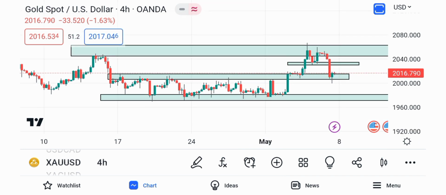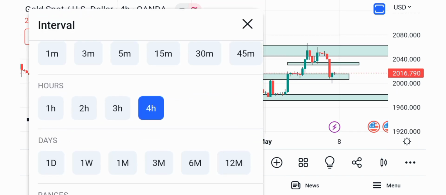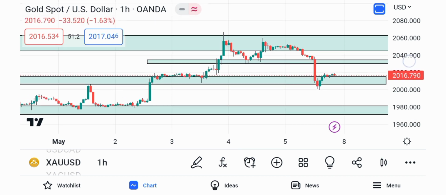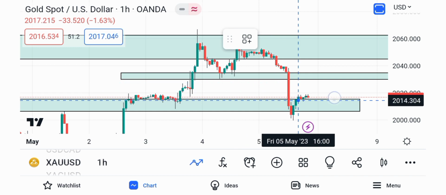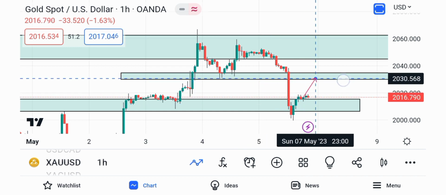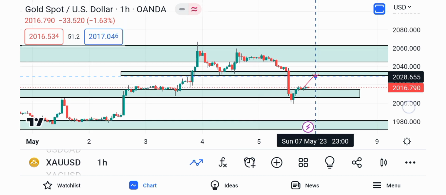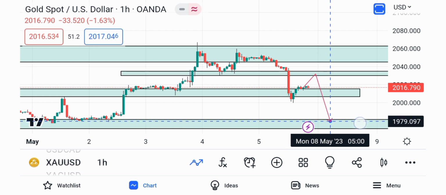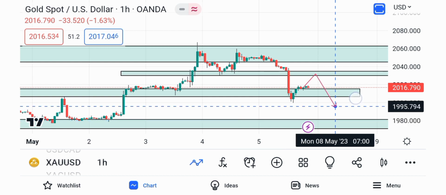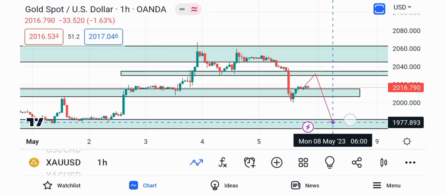So now let's move to the 1-hour time frame. So I'm anticipating that gold will retest the neck of the double top. So it's likely that gold will retest the neck of the double top, then continue dropping downwards. So that's my analysis for the week. And so this is what we have for gold and other pairs we've analyzed.